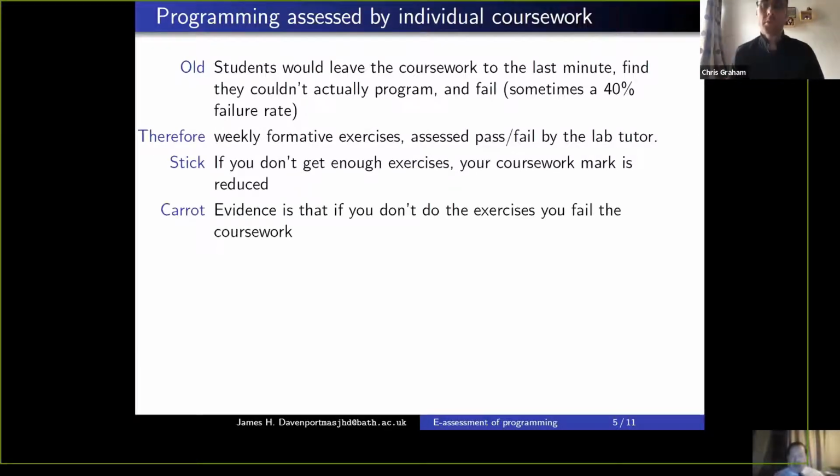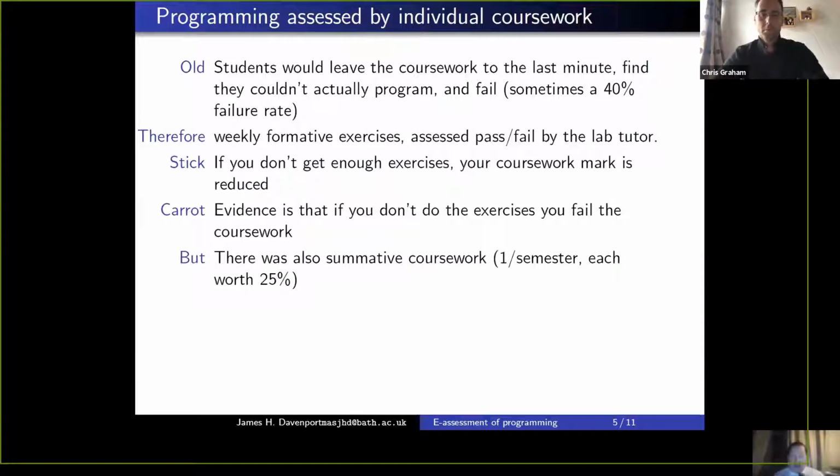So the carrot could be, the evidence was, if you don't do the exercise, you fail the coursework. No one who did not complete at least half the exercises ever passed the course. And that actually works quite well. So we've dropped the stick now.